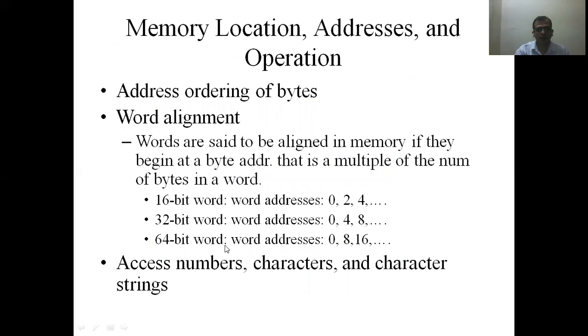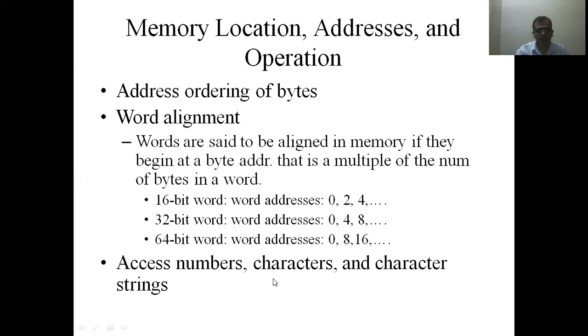Next, the addressing ordering of the bytes, the word alignment. The words are said to be aligned in the memory if they begin at a byte address that is a multiple of the number of bytes in the word. For example, for a 16-bit word, the word addresses will be 0, 2, 4. If it is 32 bits, so 0, 4, 8. If it is a 64-bit word, then the word addresses will be 0, 8, 16.